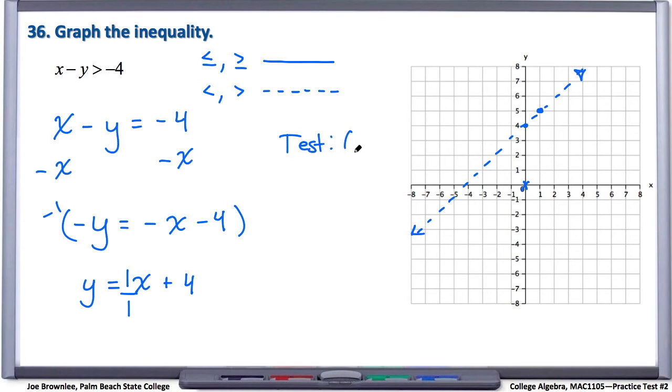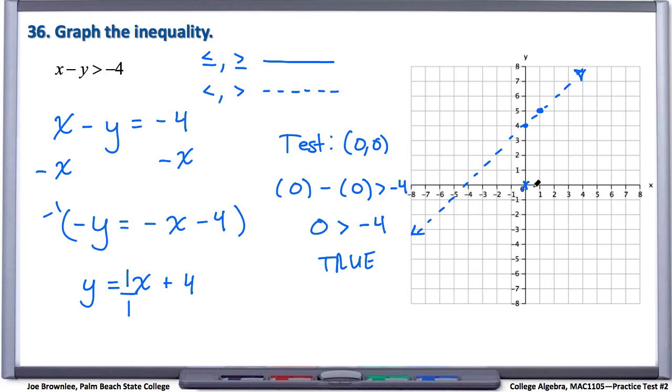So we're going to test 0, 0, and we're going to plug this test point back in to our original inequality to see if we get a true or false statement. All right, so we're going to plug in x and y at the same time. So we're going to have 0 minus 0 is greater than negative 4. Well, 0 minus 0 is just 0, greater than negative 4. Is this a true statement? Is 0 greater than negative 4? Yeah, it sure is, right? 0 is bigger than negative 4.